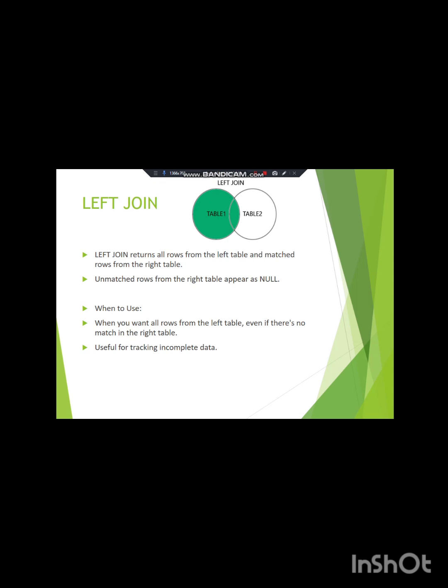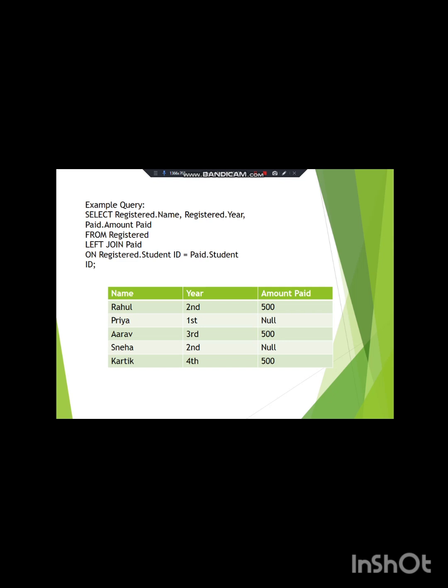Great for scenarios where you need to see everything from the first table even if there is no match in the second. Here in the example, I have used left join when I want to see all registered students, even those who haven't paid yet. So here all registered students are included. Priya and Sneha didn't pay, so their payment amount shows as null. This is great for tracking unpaid registrations.